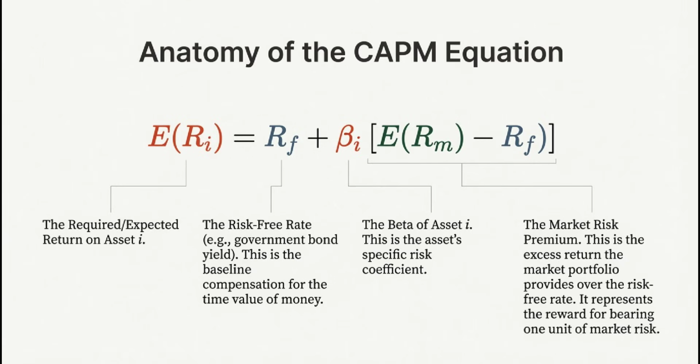Now that term in the parentheses, ERM minus RF. That is the market risk premium. It's the extra return investors demand, on average, just for taking on an average amount of market risk. It's the price of admission to the stock market. Historically, it's been somewhere around 4 to 8%. So that's the compensation for bearing average risk.